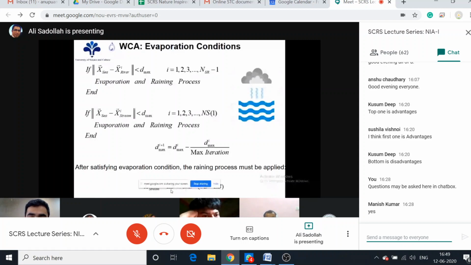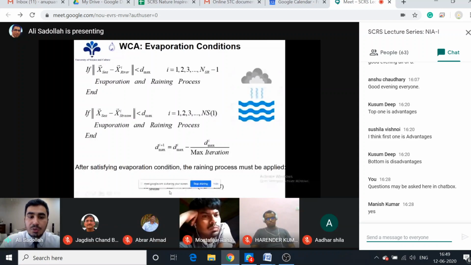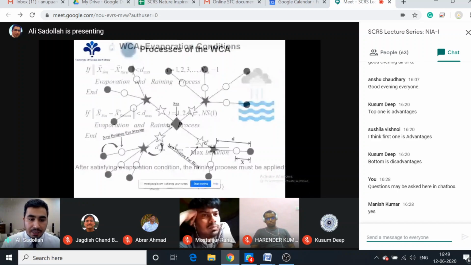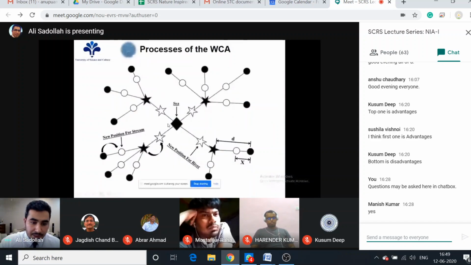That means for each stream we use this kind of global search operator to find a new solution in the search space. So this is the schematic view of the water cycle algorithm. We can see here the black circles. They are the current positions of the streams. They move to the new positions here, and there are rivers. Rivers also move to new positions, and here finally we have a sea.